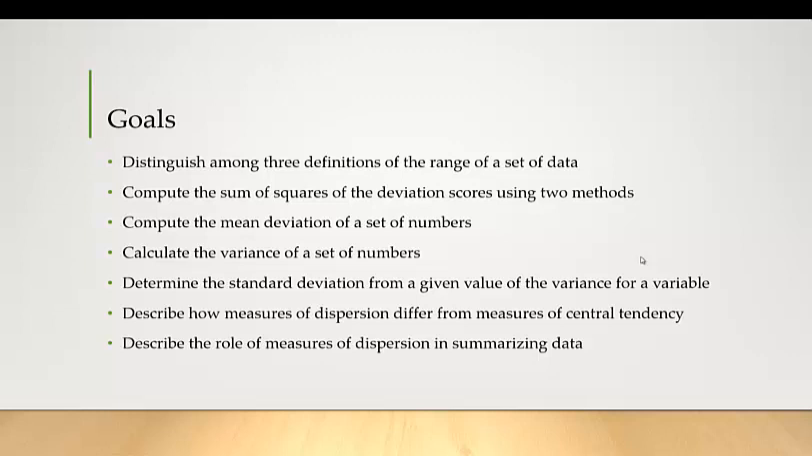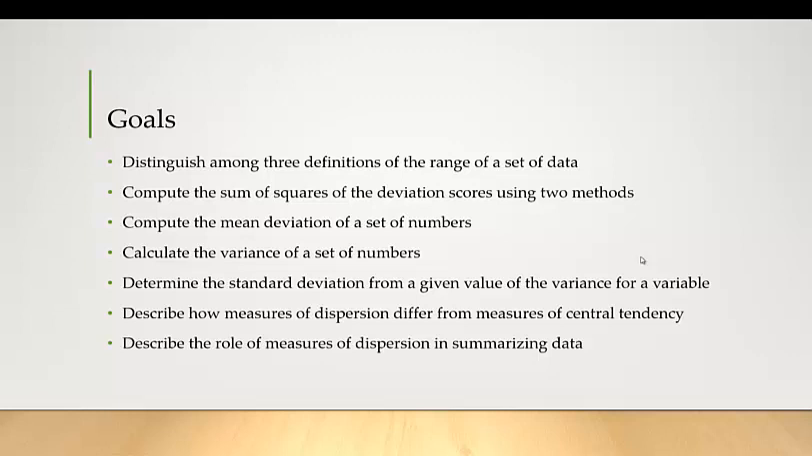So the sum of squares is looking at how much the individual scores vary from the mean. And then we're going to square that, and then we're going to add all those together, and that's our sum of squares. Compute the mean deviation of a set of numbers. The mean deviation used absolute value instead of sum of squares.